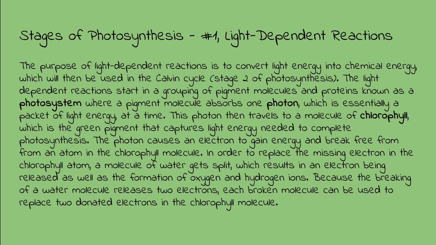There are two stages of photosynthesis, the first one being light-dependent reactions. The purpose of light-dependent reactions is to convert light energy into chemical energy, which will then be used in the Calvin cycle, which is stage 2.